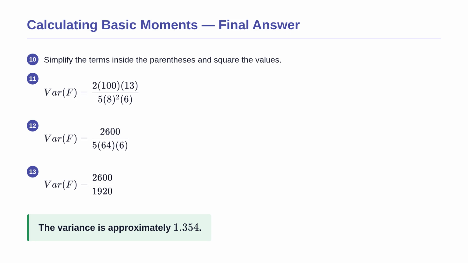Finally, we divide the numerator by the denominator. Our final variance is approximately 1.354. Physically, this value represents exactly how widely our F statistic will scatter around our mean of 1.25 during repeated sampling.